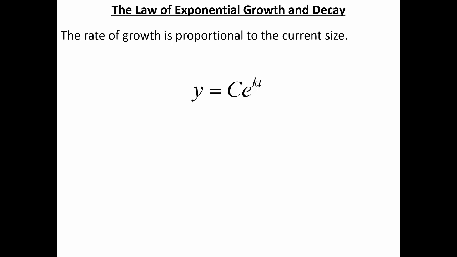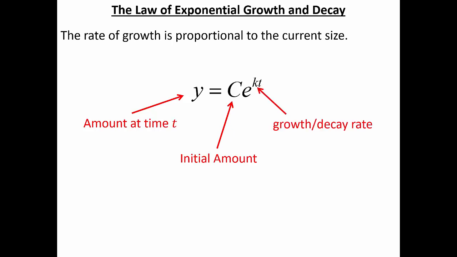When something is growing exponentially, you can start with the formula y equals ce to the kt, where y represents the amount at any given time t, c is going to represent the initial amount, k is the growth or decay rate. If k is positive, then it's growing. If k is negative, then it's decaying. And t is the time.